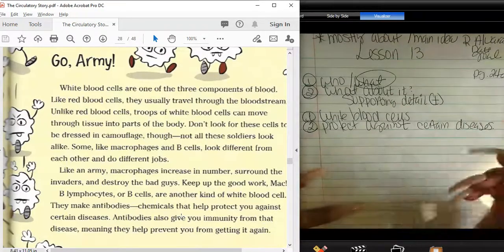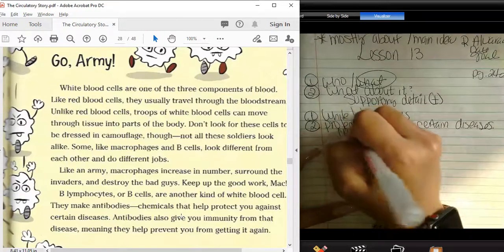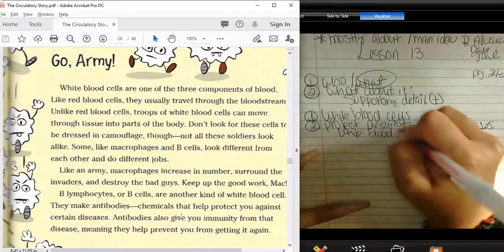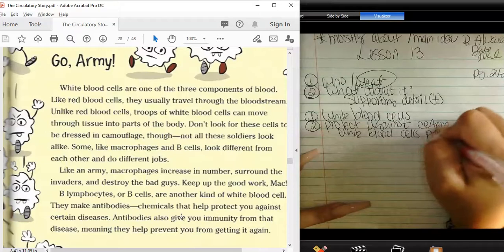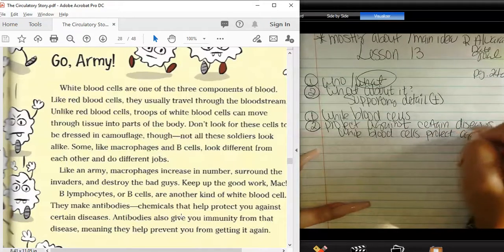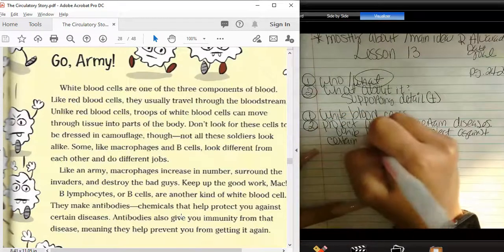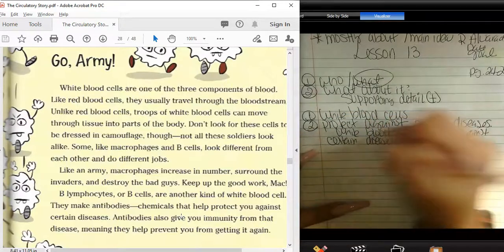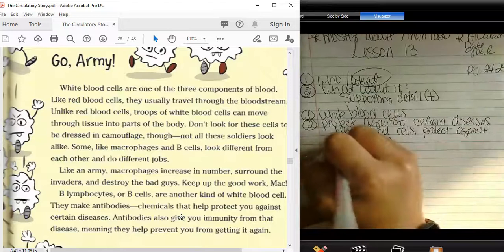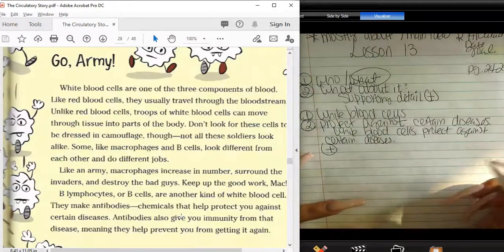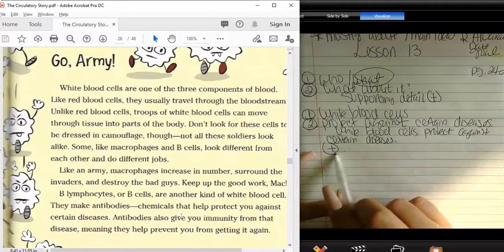Now, let's go ahead and complete that sentence. So, white blood cells protect against certain diseases. I have my complete sentence, boys and girls. Am I finished? Absolutely not. I need a supporting detail.